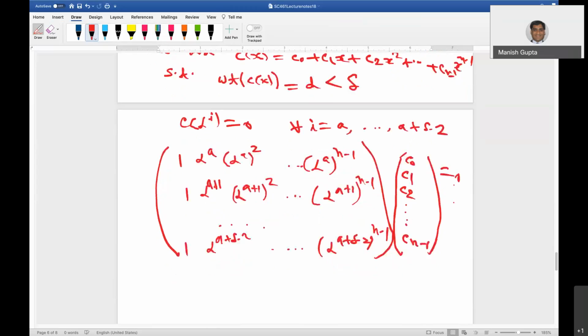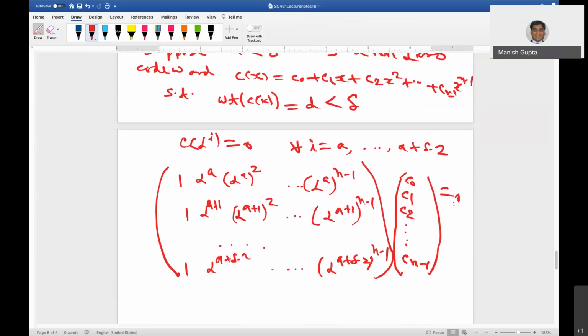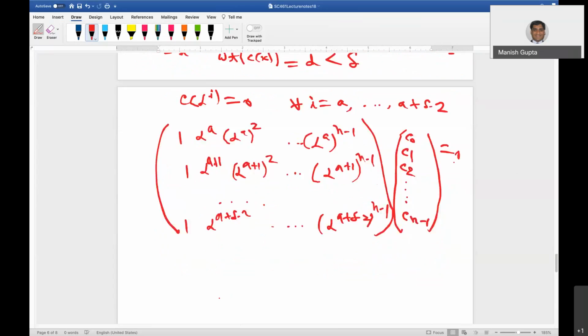So this is by definition, because C of alpha is equal to 0. So I can write it down. The first one is for each i equal to a. The first we'll get when you multiply the first row with this column: C of alpha raised to power a is equal to 0. Then C of alpha raised to power a plus 1 is equal to 0, and so on. C of alpha raised to power a plus delta minus 2 is equal to 0.